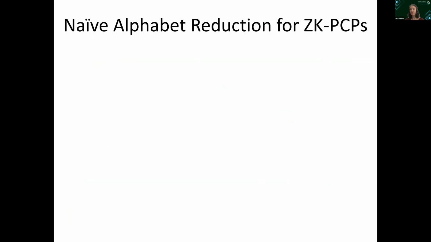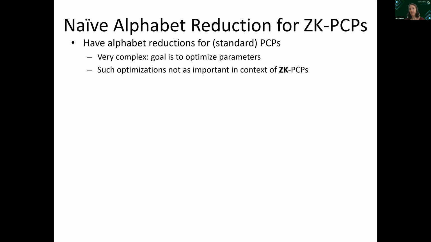So we're looking for an alphabet reduction for zero knowledge PCPs. If we look at standard PCPs, there are several techniques to reduce the alphabet size, and they're quite complicated. But when you look at them, you realize that the reason they're complicated is because in the context of PCPs, people are really trying to optimize the parameters: the number of bits that the verifier reads from the proof and the proof length.